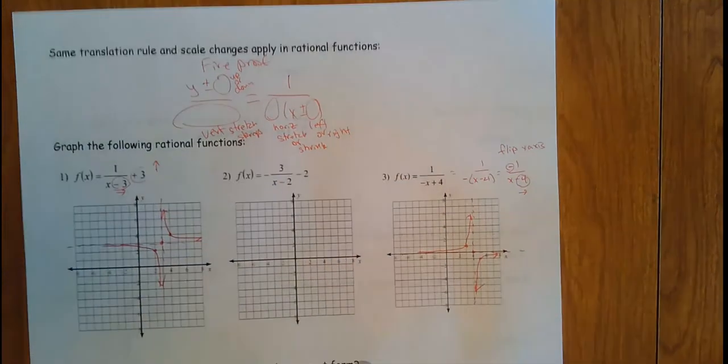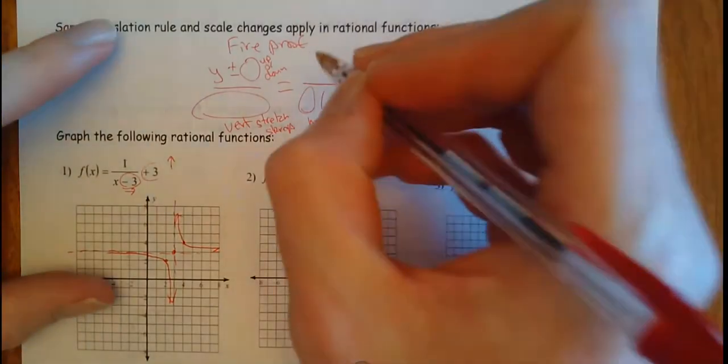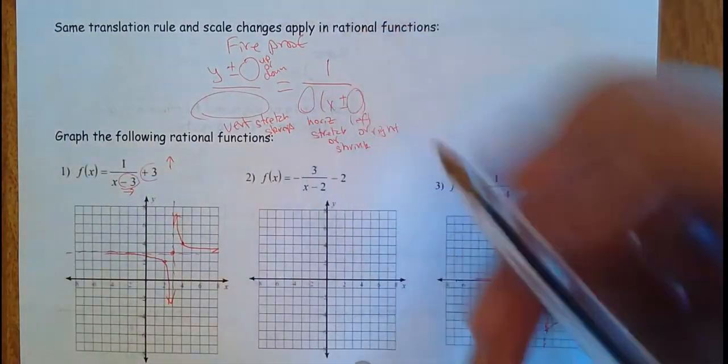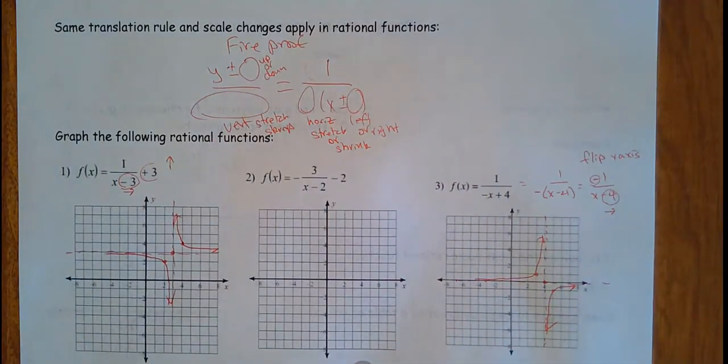And if there was a negative in here, let me zoom in a little bit. I feel like I'm too far away. If there was a negative in here, then that would be a flip about the x-axis. That would flip it over. So if you had a negative sign there.